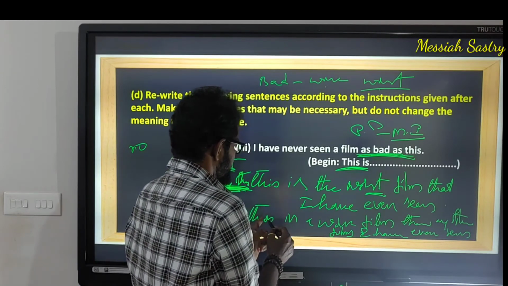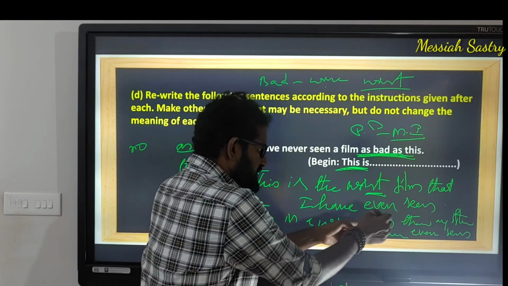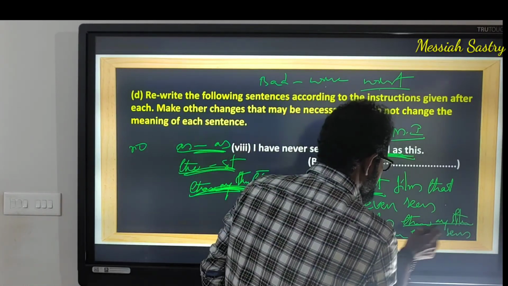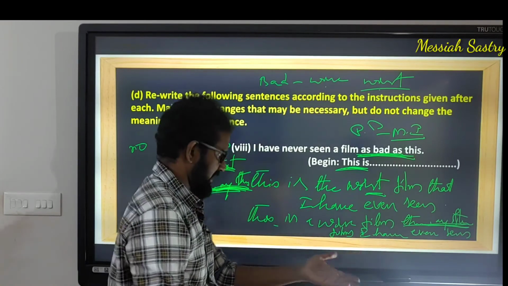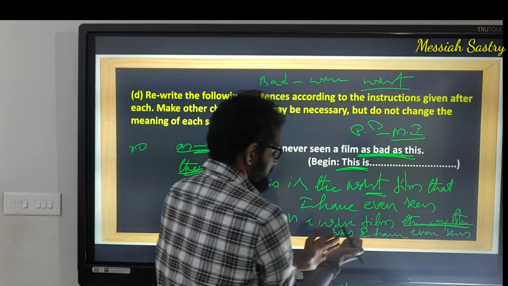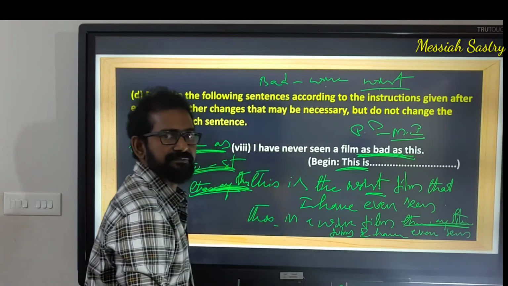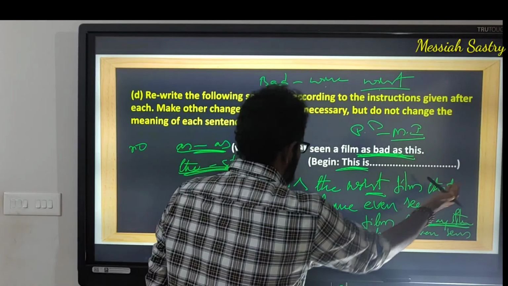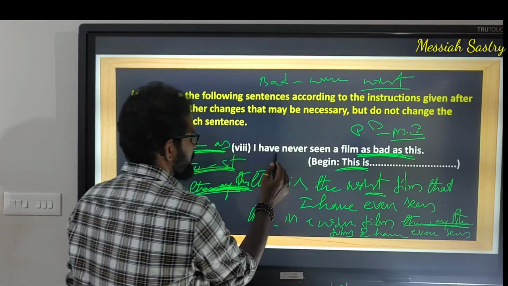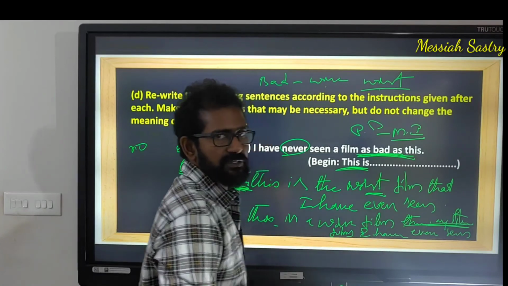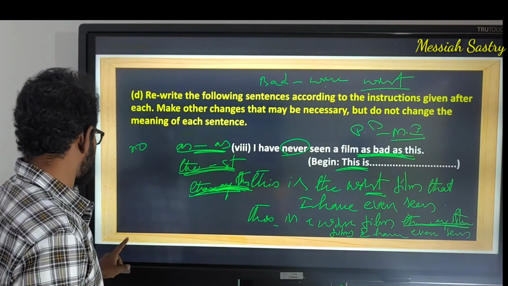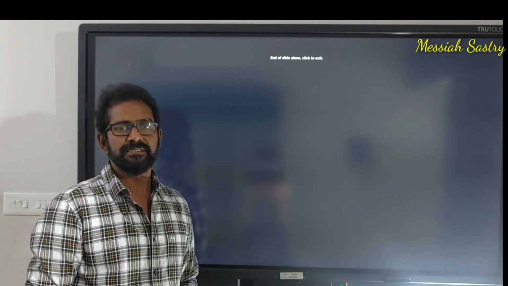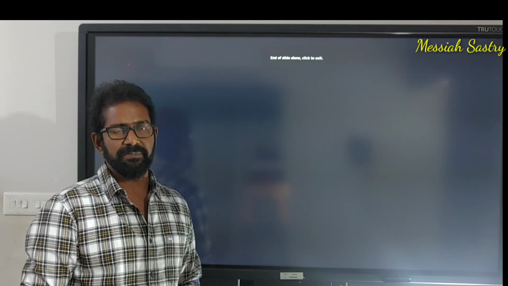Once again, see. Comparative: this is a worse film than any other, because when it is a comparative, we are supposed to use than any other. Model 1: than any other films I have ever seen. When it comes to superlative, this is the worst film that I have ever seen. So don't use ever again in comparative and superlative. So this is the 2017 English language paper. Thank you.